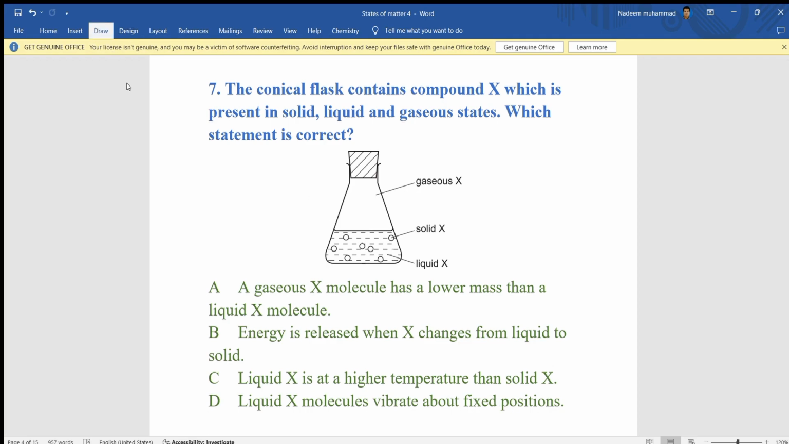Now, when a gas changes into liquid or a liquid changes into solid, then what happens is that the molecules lose energy or their kinetic energy decreases, or you can say that energy is released or it's given out, and it's always an exothermic process. It's an exothermic change in which energy is released. So that means option B is the correct one, that energy is released when X changes from liquid to solid.